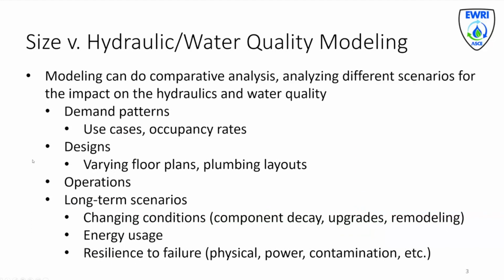So the hydraulic modeling can do a lot of comparative analysis, analyzing different scenarios of the building, the physical parts of the building itself, for what the impact on hydraulics and water quality is going to be. So demand patterns, the use case of the building, the occupancy rates. In this case, we used an apartment building. It's always going to be an apartment building, but you might have a strip mall or something like that, which might have varying uses within each of the units over time as businesses come and go. Different options for designs, different floor plans, plumbing layouts. Modeling can look at and do analysis on those.